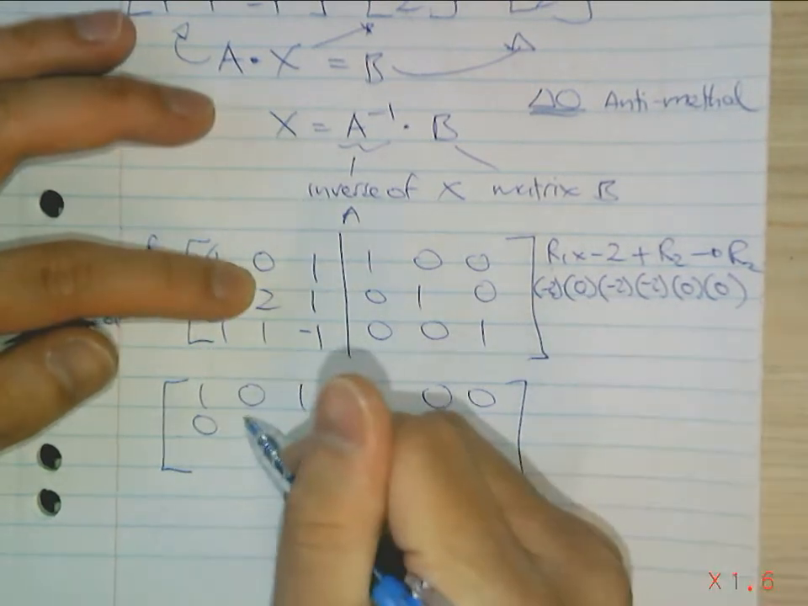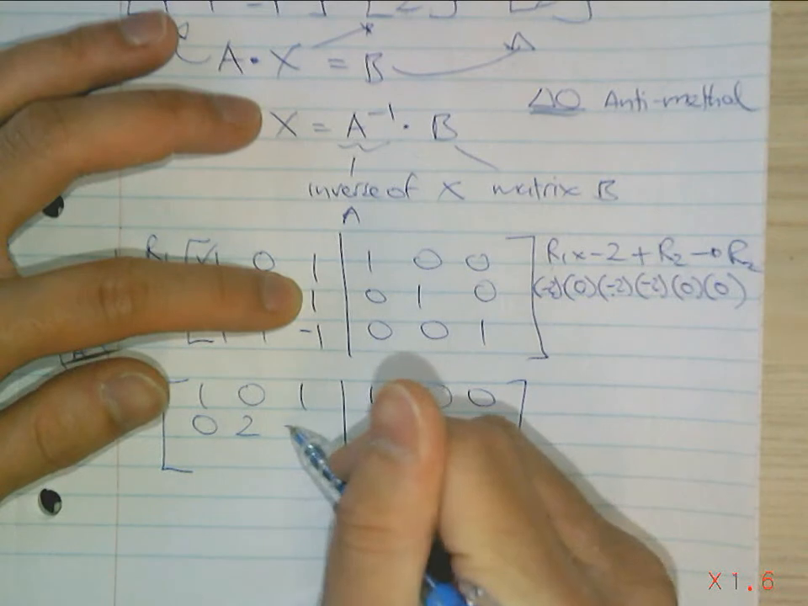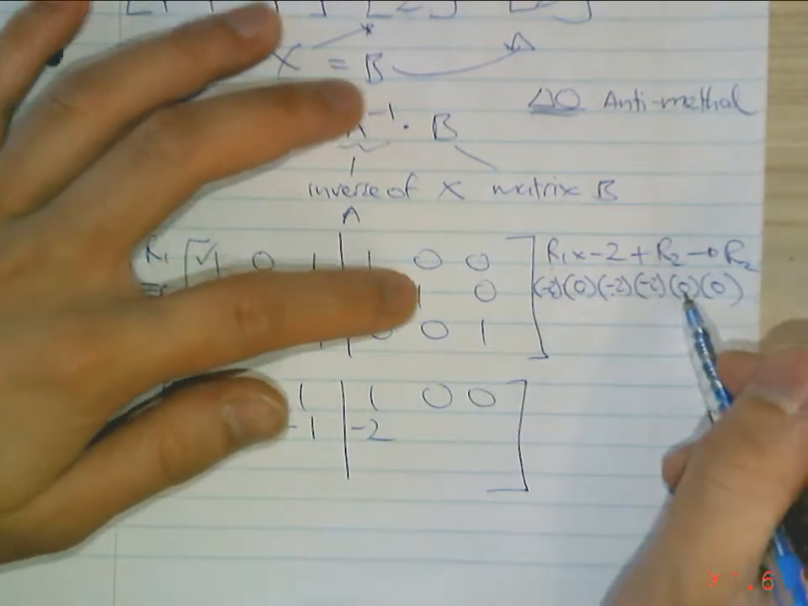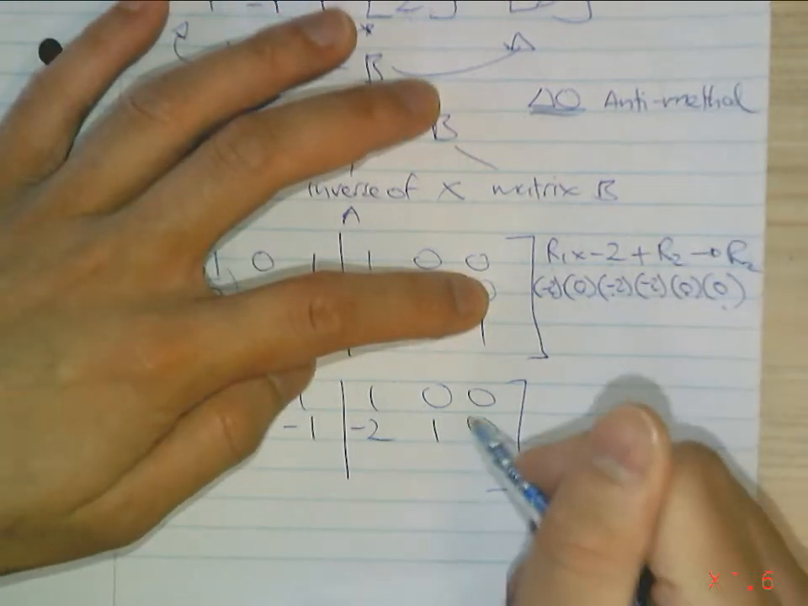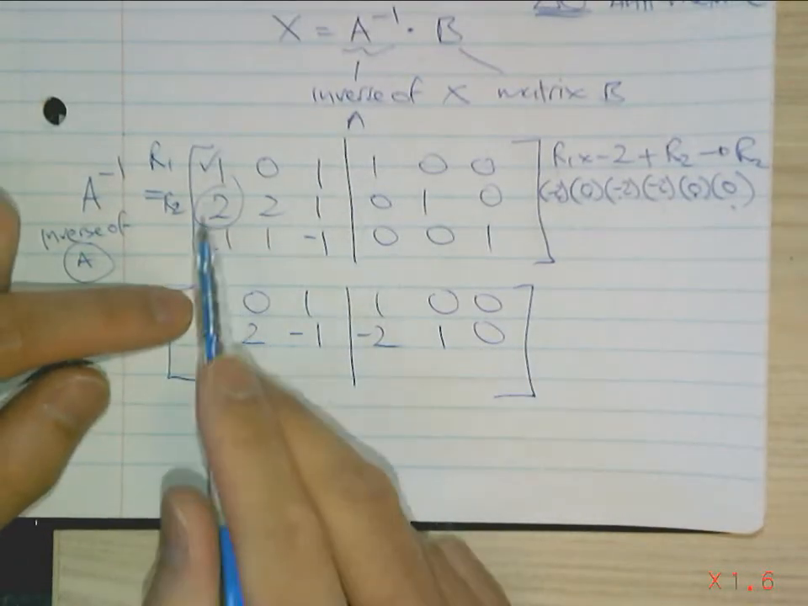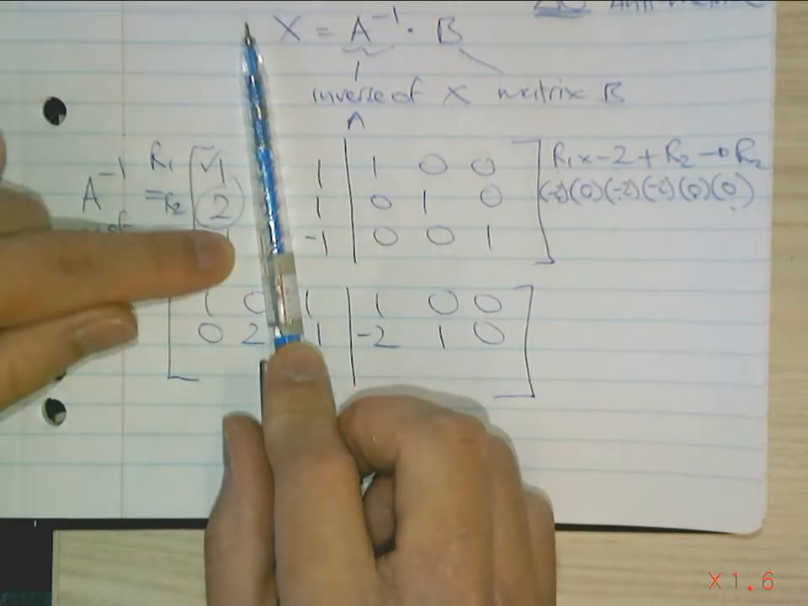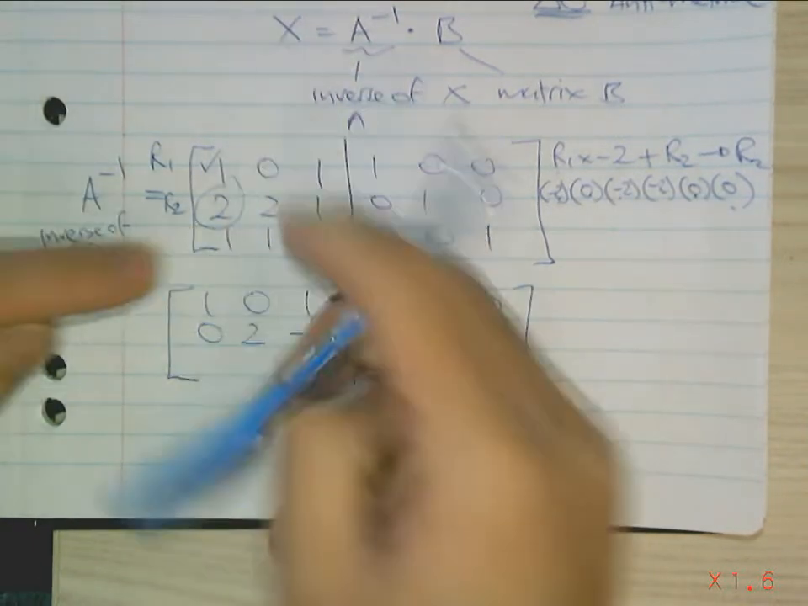0 plus 2 is 2. Negative 2 plus 1 is negative 1. Negative 2 plus 0 is negative 2. 0 plus 1 is 1, and 0 plus 0 is 0. Okay, that's now a 0, that's what I want. Now I'm going to get this 1. So remember, all other numbers in that column, you want to get to 0. So that means you want to get this 1 to a 0.